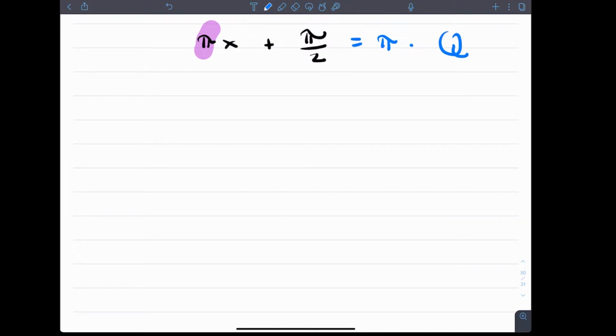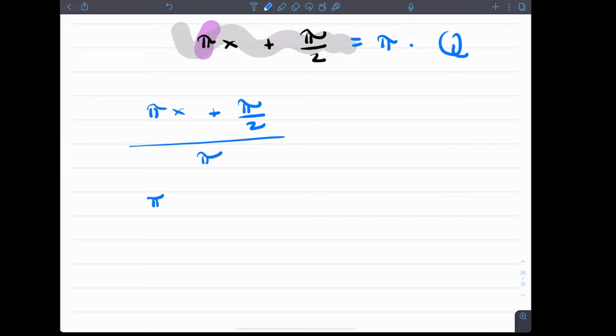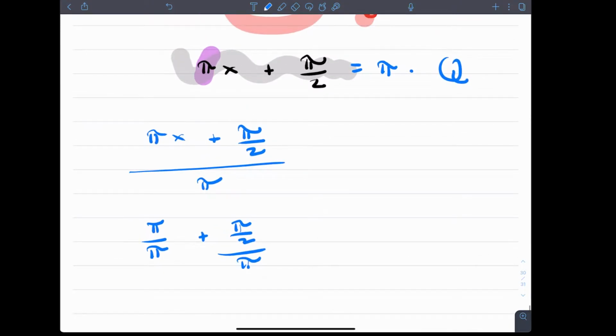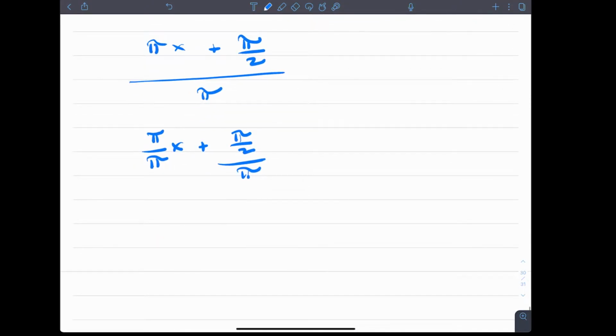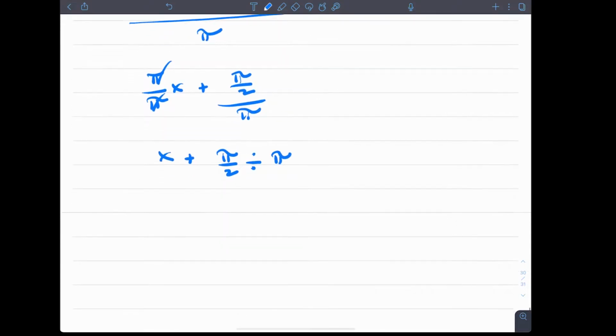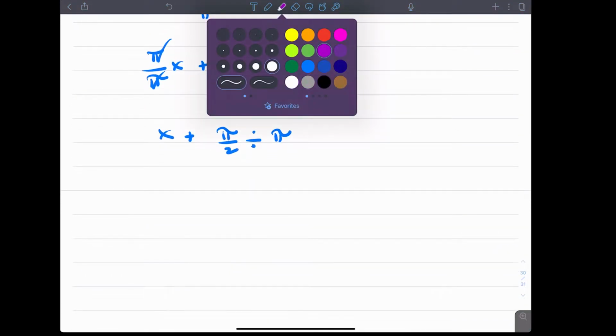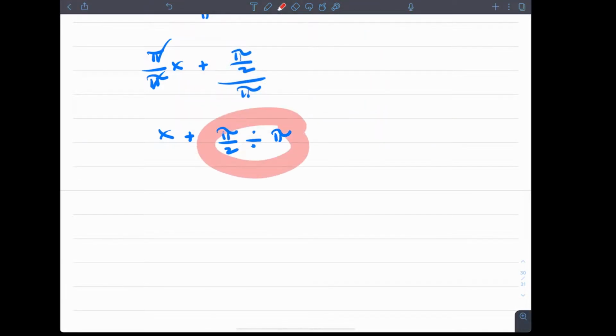Okay. So you start by taking the expression that they gave you right up here, right? This is the two-step process. You can divide everything by pi. Pi over pi, pi over 2 divided by pi, and there's an x. Okay. Cancellation, x plus pi over 2 divided by pi, which will be, this is where your arithmetic comes in, ladies and gentlemen.